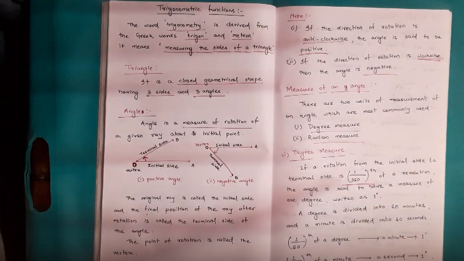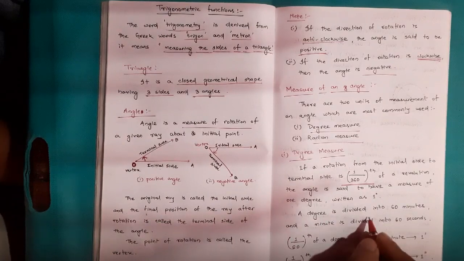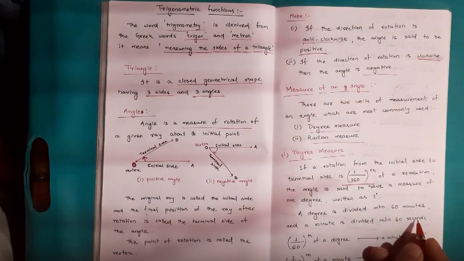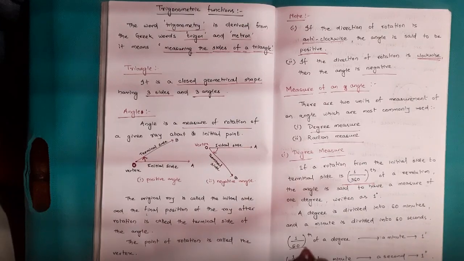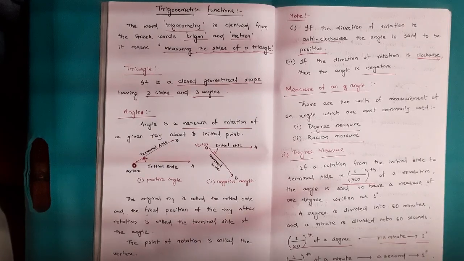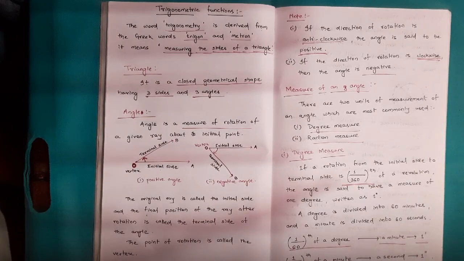A degree is divided into 60 minutes and a minute is divided into 60 seconds. That is, 1/60th of a degree is a minute, denoted as 1 minute, and 1/60th of a minute is a second, denoted as 1 second. That is, 1 degree is 60 minutes and 1 minute is 60 seconds.